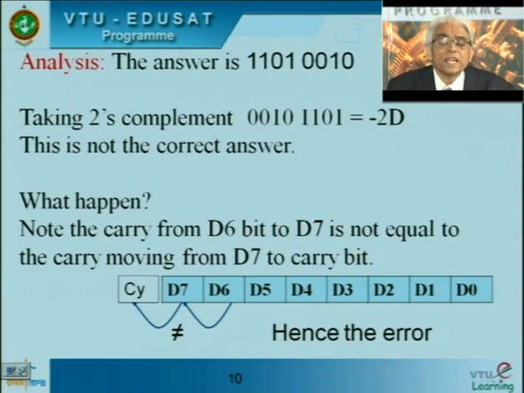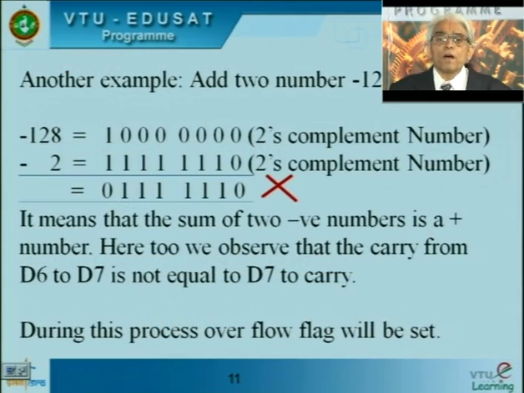So, what is it we are trying to look at? We are trying to look at a situation when there is no carry from D6 to D7 and D7 to carry being same, then obviously there is an error, and this error is being reflected by making the overflow flag set. Having just mentioned this, we now have an idea of what has to be done.